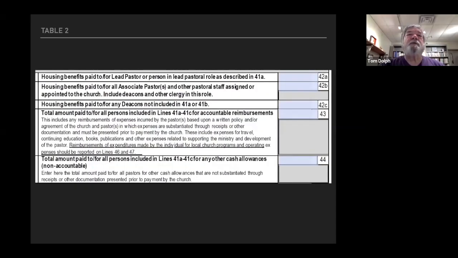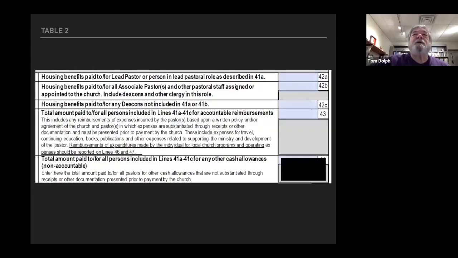Again, all of these pastoral figures are imported for you. Line 44, pay attention to. This is for non-accountable reimbursables. Our conference does not allow those. So there should be nothing in this blank. Again, when the new forms come out, this line will not even be on the forms anymore.